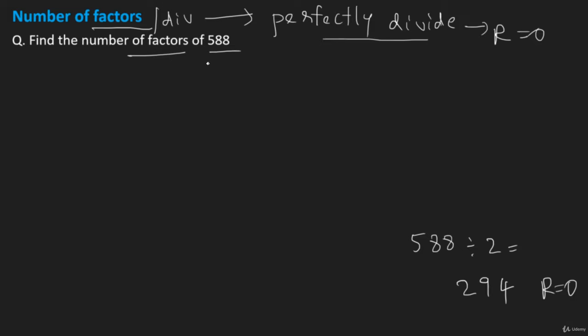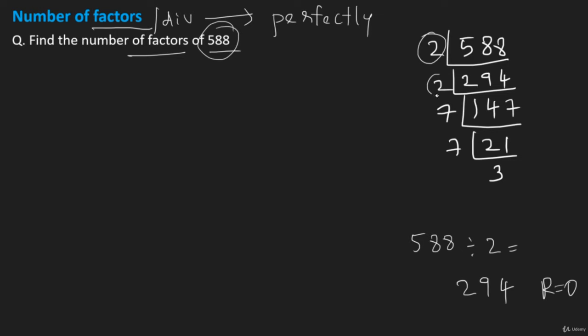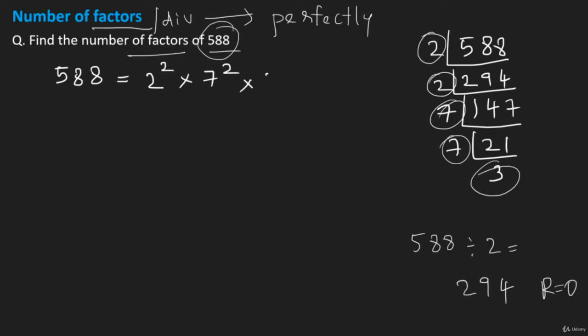The first step to solve this type of question is to prime factorize 588. We have already seen how to prime factorize a number. Let's do that over here. All right, so we have prime factorized 588. I can see these are the prime factors, and I can write 588 as 2 square, you have two 2's, into 7 square, you have two 7's, into 3.